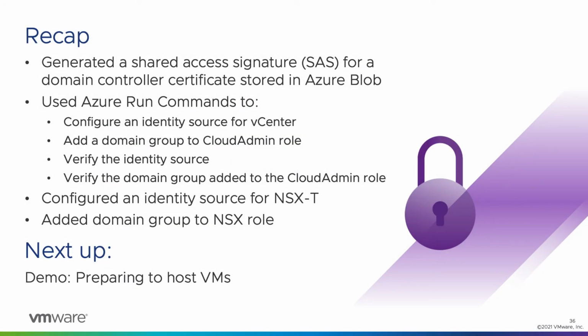Okay, so to recap, we generated a shared access signature, or SAS, for a domain controller certificate stored in Azure Blob. We used Azure Run Commands to configure an identity source for vCenter, add a domain group to the CloudAdmin role, verify the identity source, and then verify that the domain group was added to the CloudAdmin role. We also configured an identity source for NSX-T, and then added a domain group to an NSX role. Next up, we're going to prepare to host our VMs by configuring DNS, DHCP, and NSX segments.